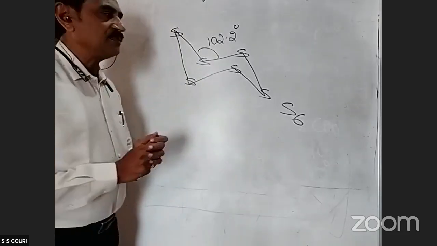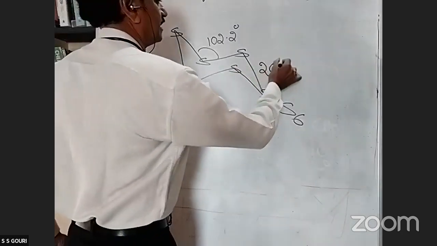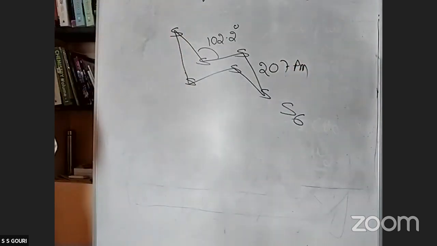And bond length is about 207 picometer. Bond length is about 207 picometer.